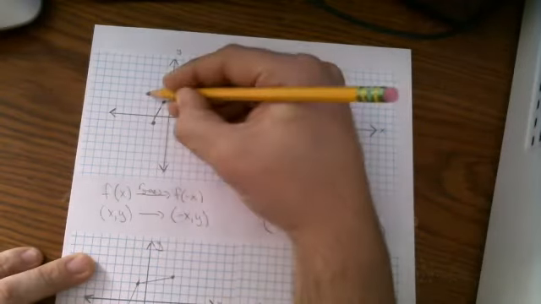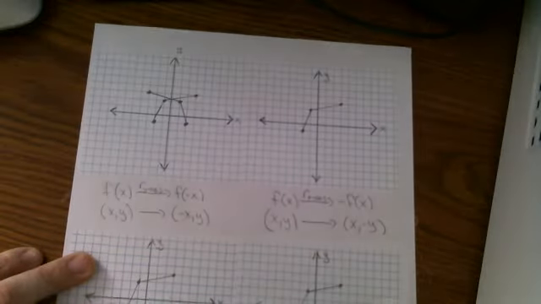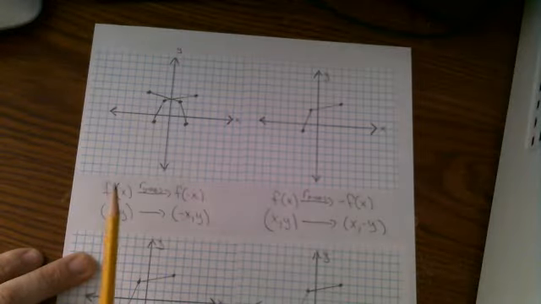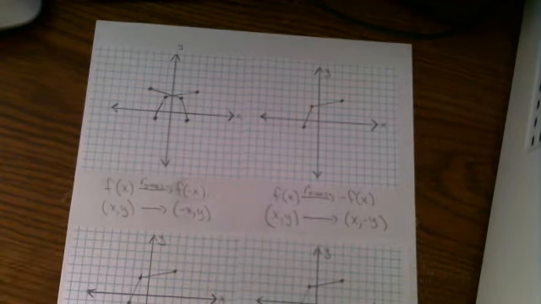So here is my new function after a reflection over the y-axis. Now the key is recognizing that as a reflection over the y-axis.